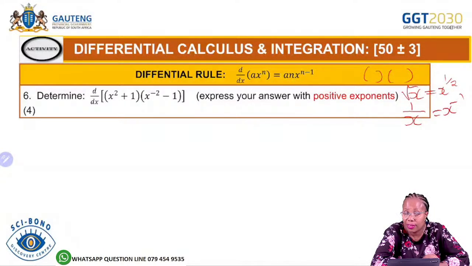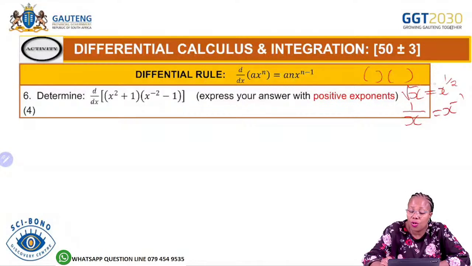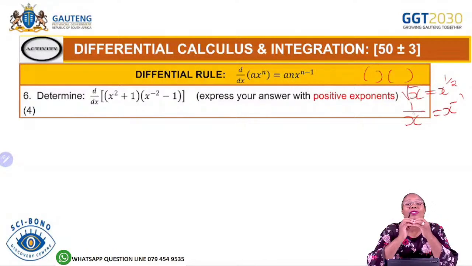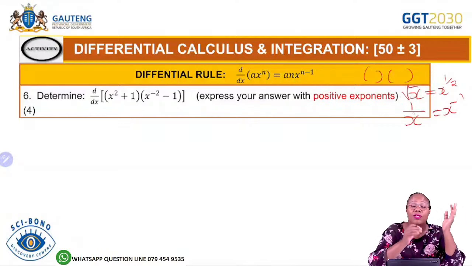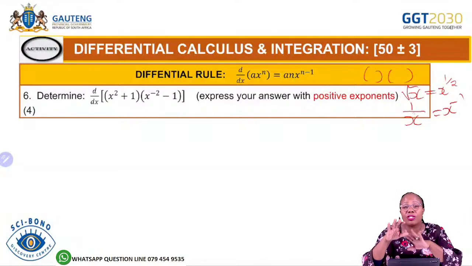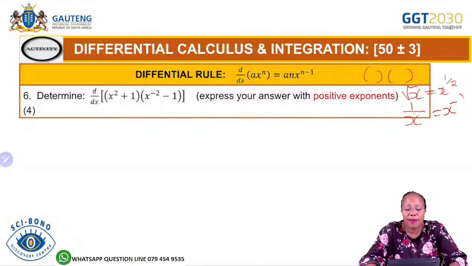No brackets, no root signs, no variables in the denominator. Okay, and where you are having fractions, you simplify as far as possible, like we did on the limits. You need to simplify those fractions before you can start deriving.